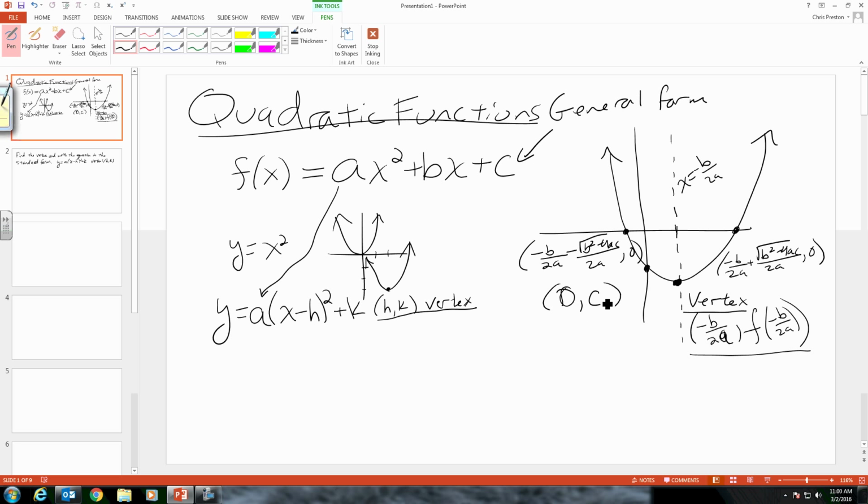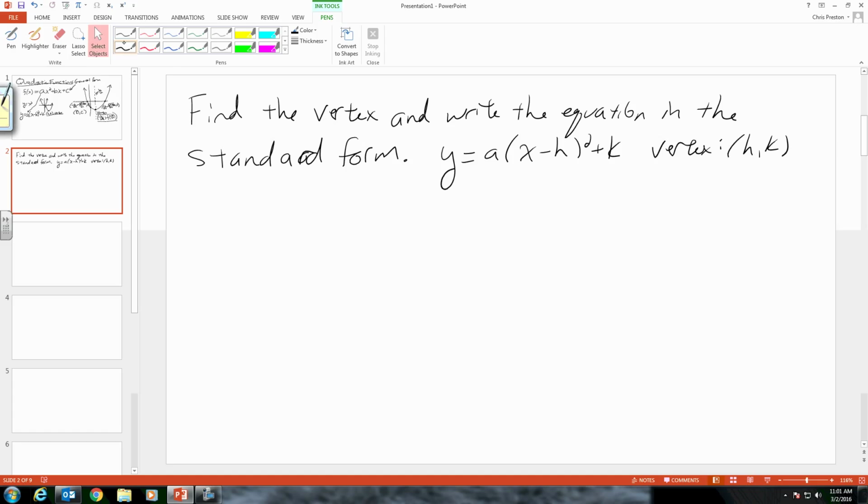It's not really useful. I mean, you can find the y-intercept pretty easily, but other than that, it's not super easy to draw the graph without doing a bunch of mathematics. Whereas if it's in this standard form, you can move the vertex and then look at the a to tell you if it's turned upside down. So, we want to turn this into the standard form.